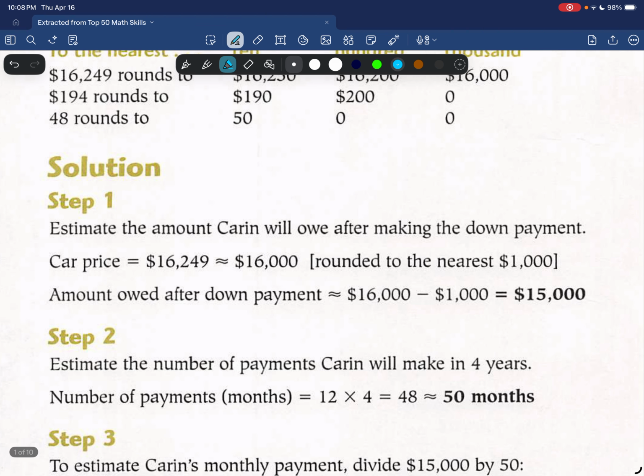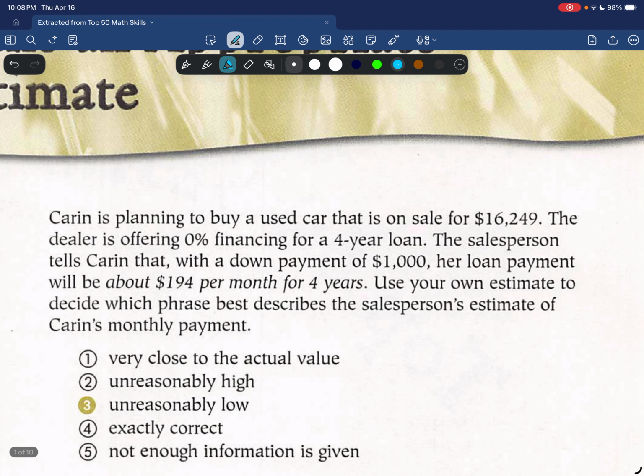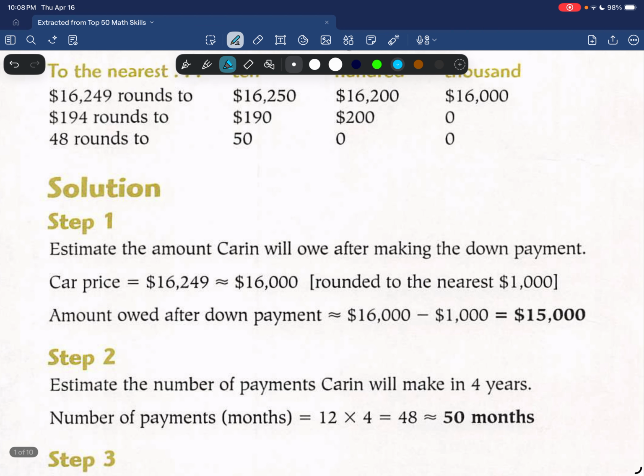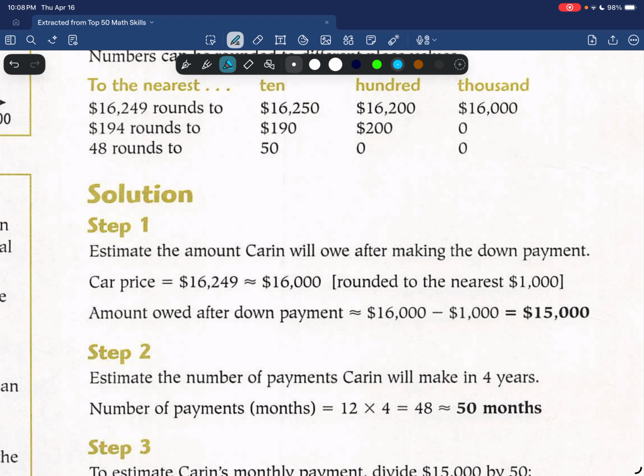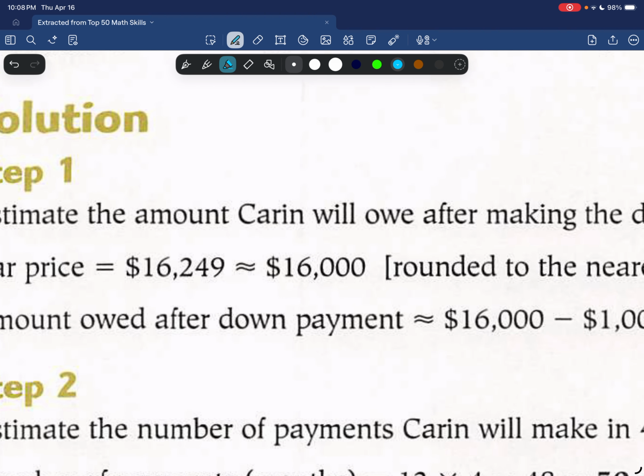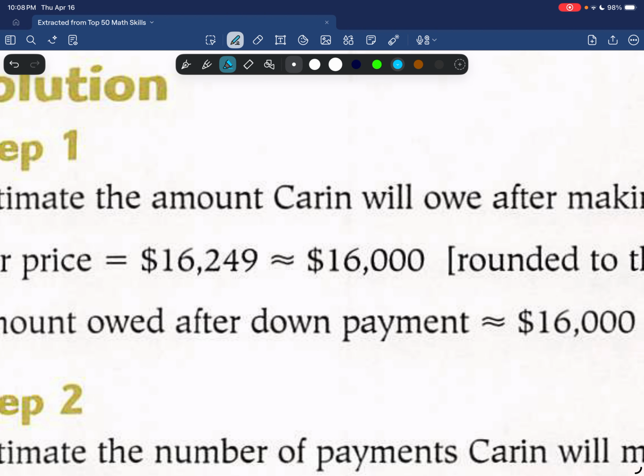So our solution for this word problem about Karen's car is as follows. The first thing we want to do is estimate the amount Karen will owe after making the down payment. The car price is about $16,000. And let me show you something right here. We need to look at these two symbols. You know this one, the equal sign. But let's look at this squiggly equals.